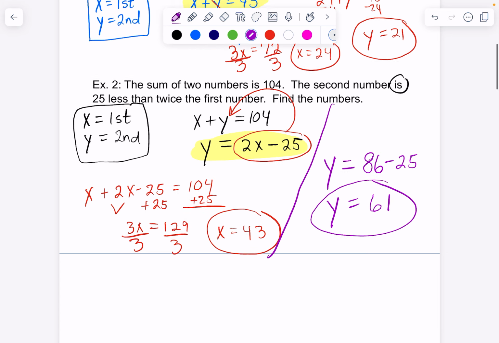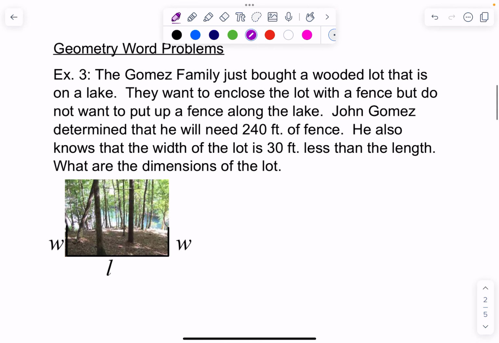All right, next. Let's continue. Geometry word problems. Don't stress. Pay attention. This is going to be fine. The Gomez family just bought a wooded lot that is on a lake. They want to enclose the lot with a fence but do not want to put up a fence along the lake. That makes sense. John Gomez determined that he will need 240 feet of fence. He also knows that the width of the lot is 30 feet less than the length. What are the dimensions of the lot?